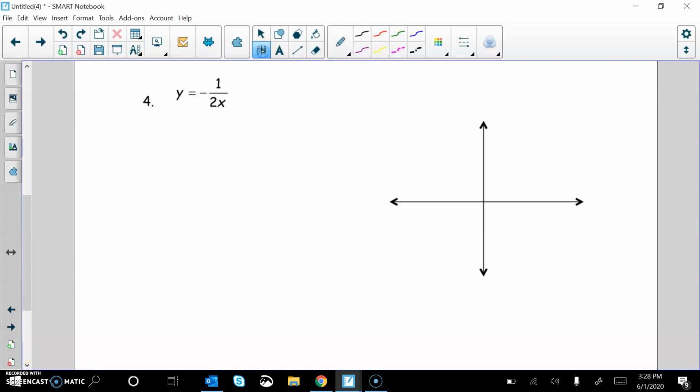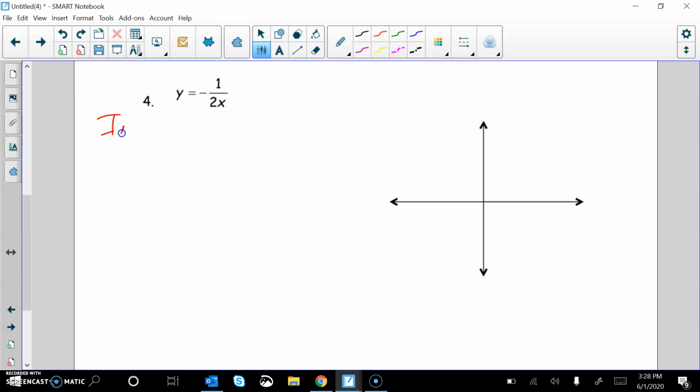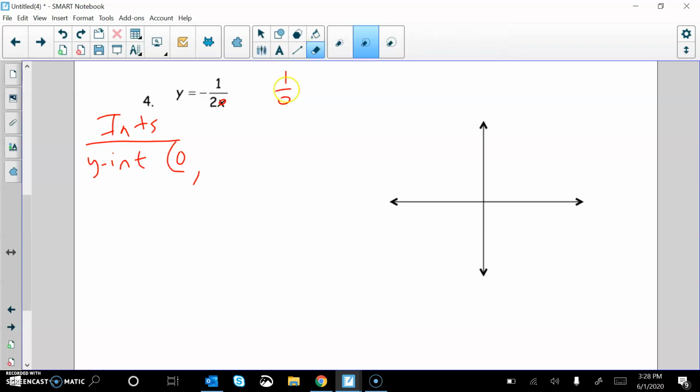All right, let's graph number 4. So intercepts. Y-intercept, plug in 0. We're going to get 1 over 0. That's undefined. So there is no y-intercept.